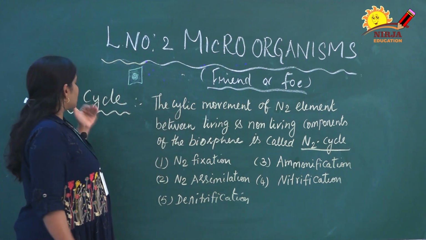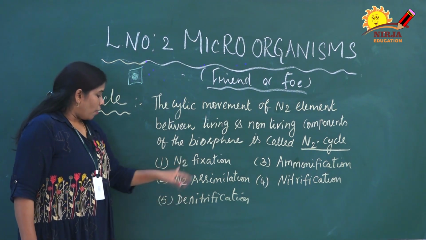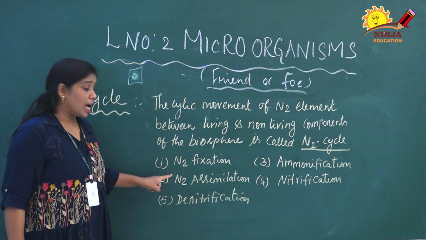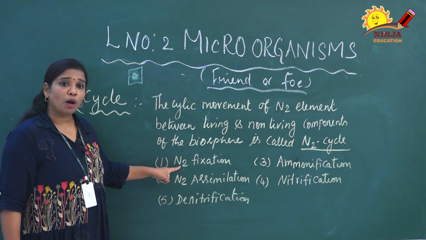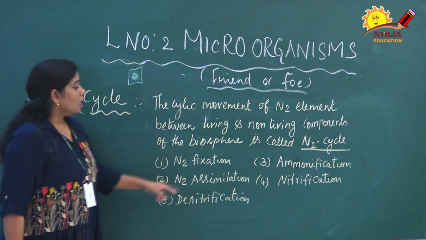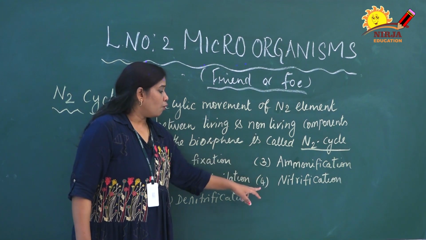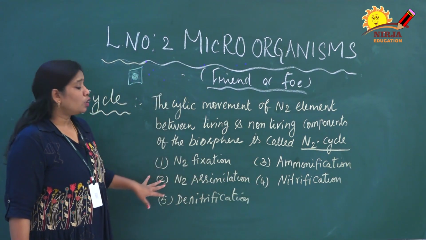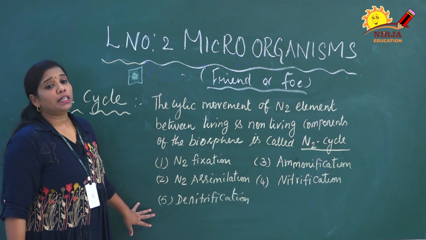This nitrogen cycle consists of 5 steps. The first one is nitrogen fixation, the second one is nitrogen assimilation. N2 is the molecular formula of nitrogen. Then the third one is ammonification, the fourth one is nitrification, the fifth one is denitrification. These are the 5 steps present in the nitrogen cycle.